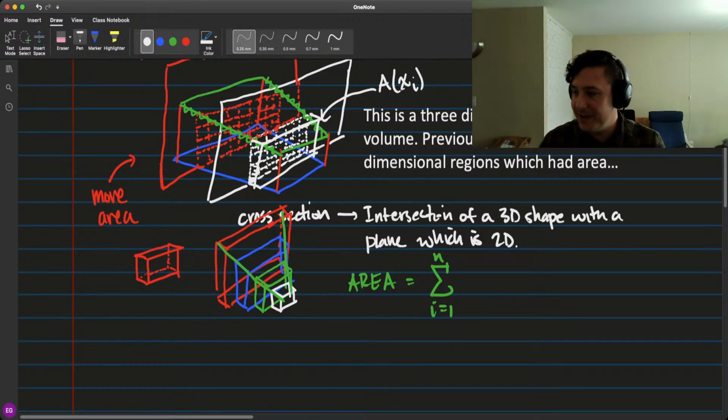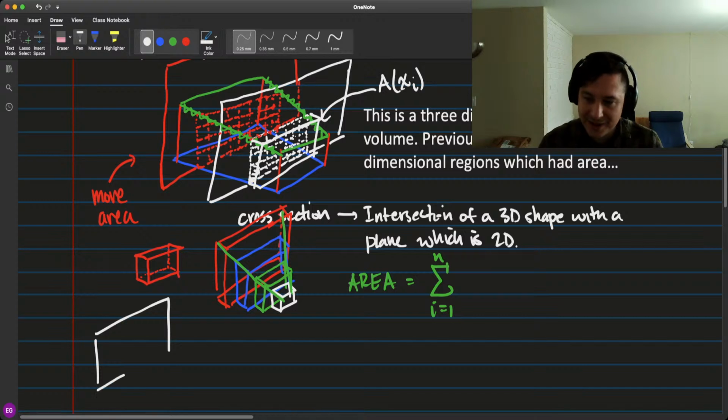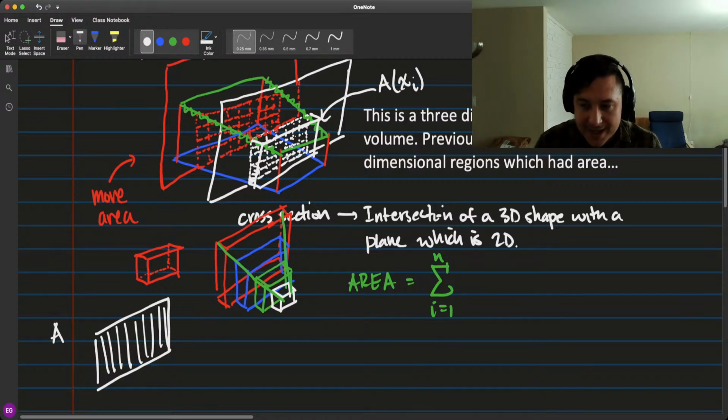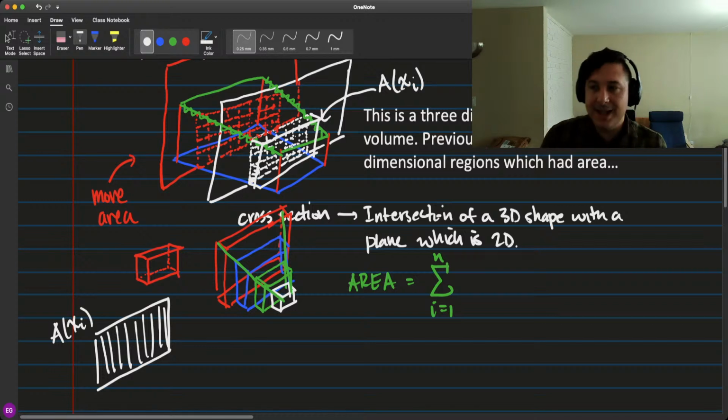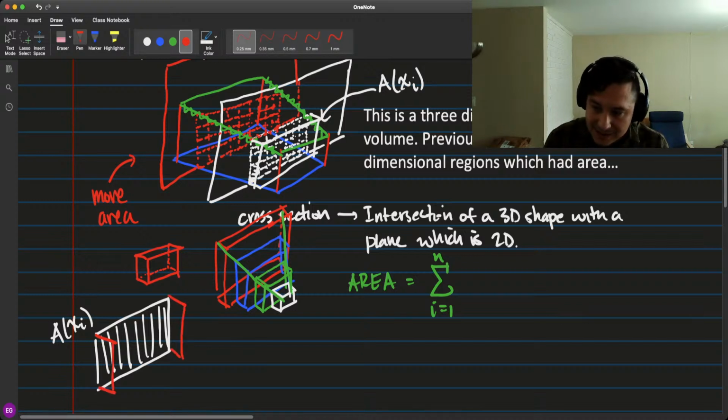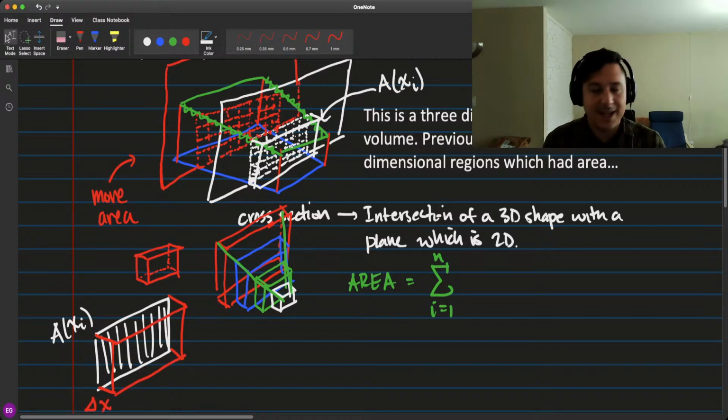Okay. Let's start off with a sheet of paper. There we go. Here's your sheet of paper. It's like that cross section, the white cross section. This sheet of paper has area A(xi), and we're going to turn this into a rectangular prism by extending it.